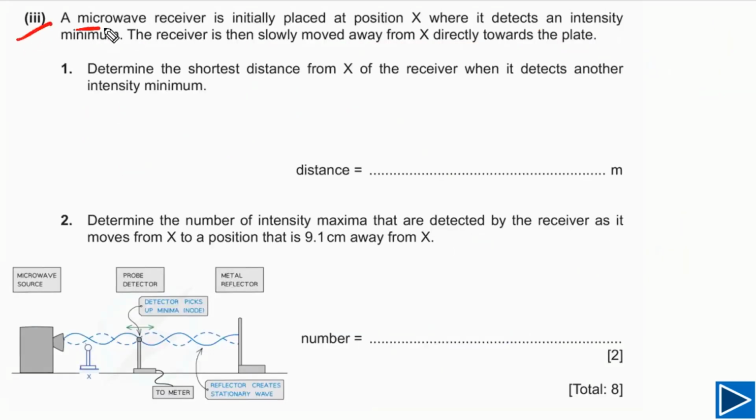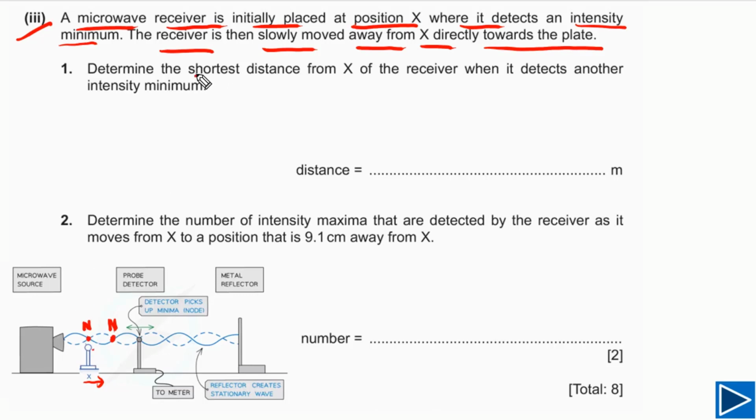For the third part, it is given to us that a microwave receiver is initially placed at position X where it detects an intensity minimum. The receiver is then slowly moved away from X directly towards the plate. Means first of all, the detector is placed at this point, position X, and it detects an intensity minimum, means at this point there is a node. Then this detector is moved to the right and detects another intensity minimum, or simply you can say a node. Node is detected at this point.